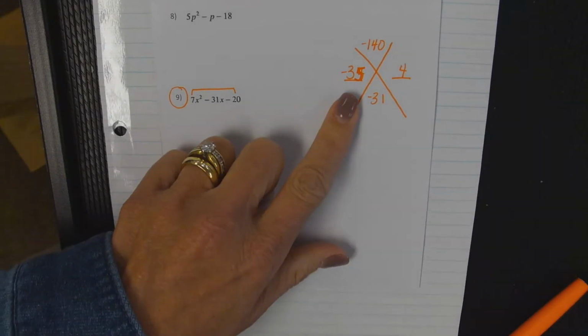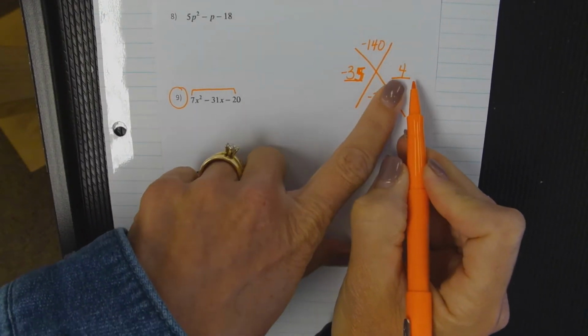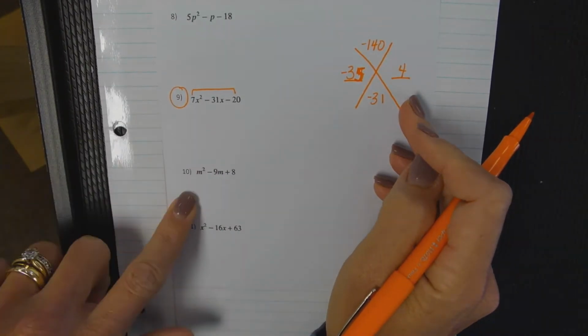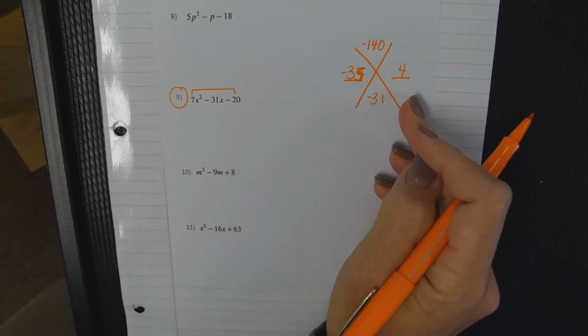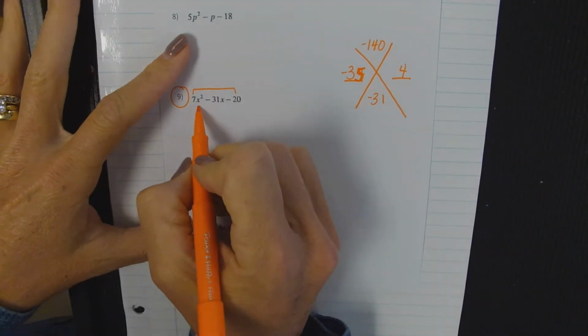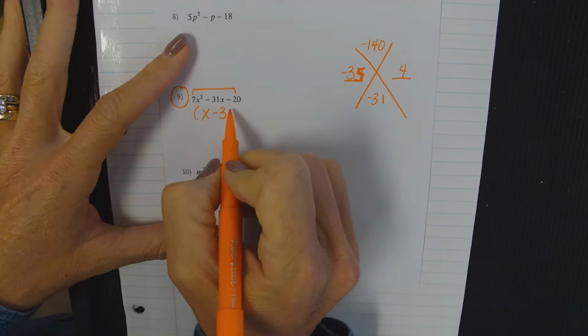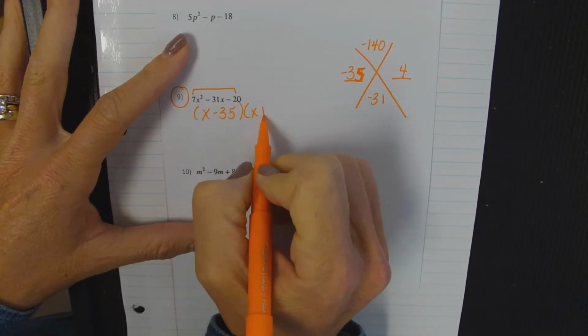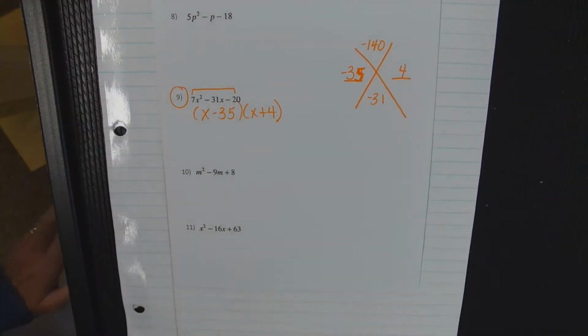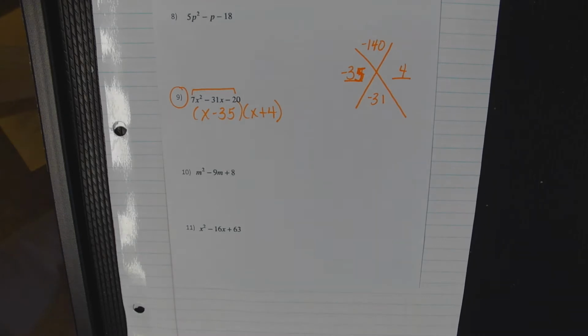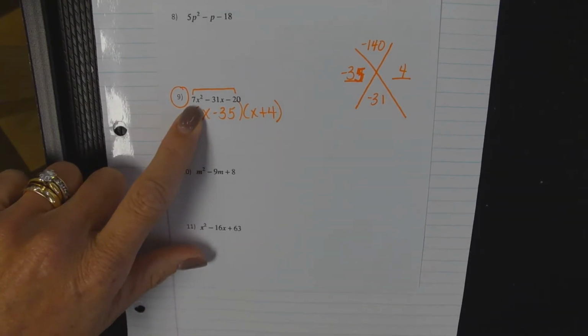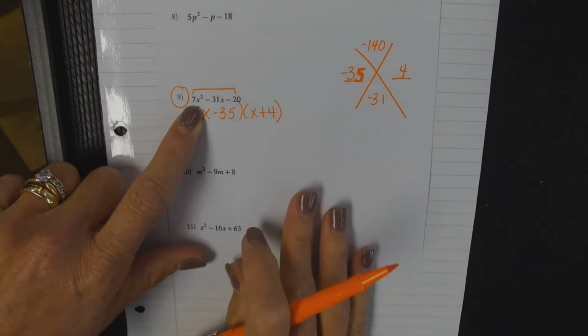All right, so negative 35 and number 4, we are doing 9 and 10 from the homework. So here we go. X minus 35, X plus 4. Now, any questions so far? Okay, so what is our next step? Because of this A coefficient, what did we have to do next?